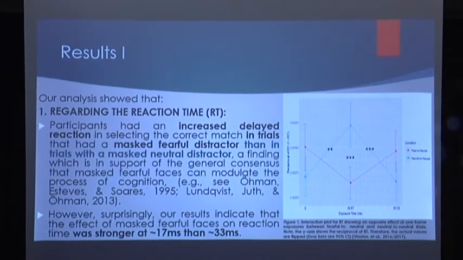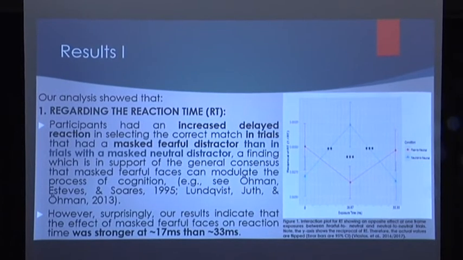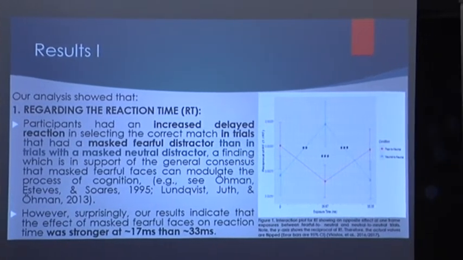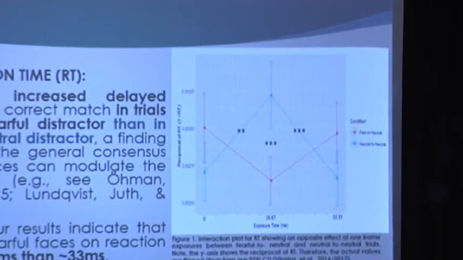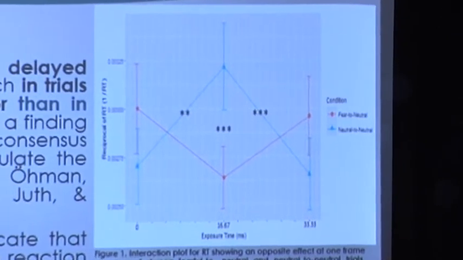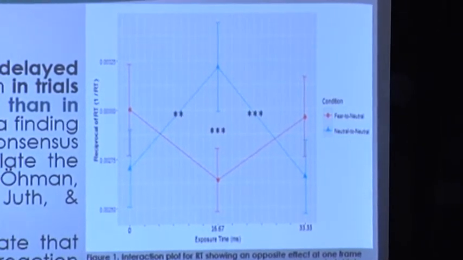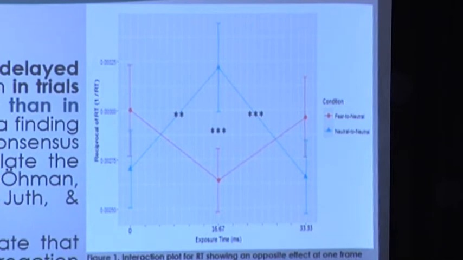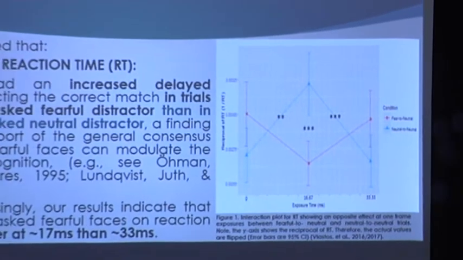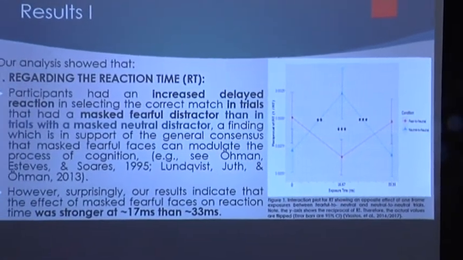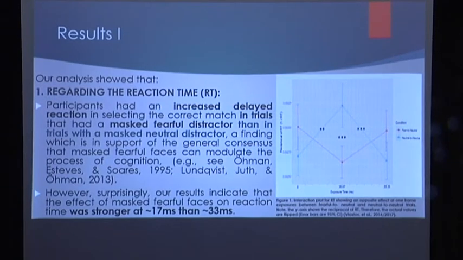Our analysis showed that, regarding the reaction time, participants had an increased delayed reaction in selecting the correct match in trials that had a masked fearful distractor compared to trials with a masked neutral distractor, a finding which is in support of the general consensus that masked fearful faces can modulate the process of cognition. However, surprisingly, our results indicate that the effect of masked fearful faces on reaction time was stronger at shorter times, at 17 milliseconds, than at 33 milliseconds.